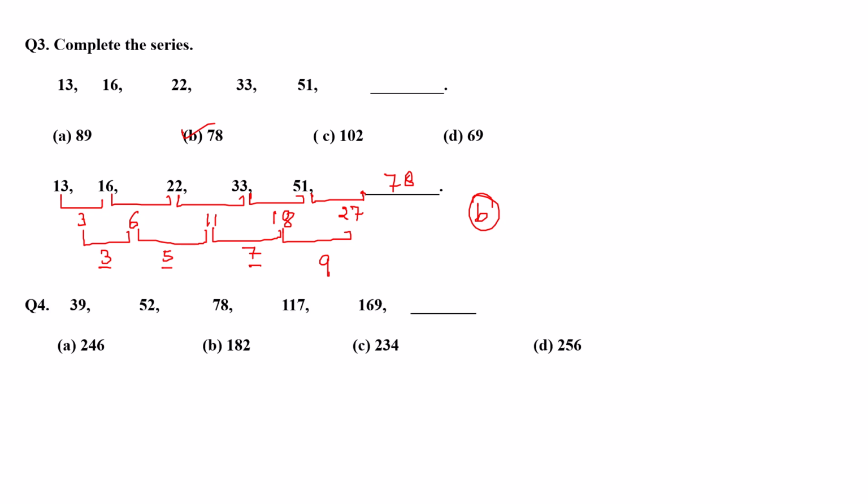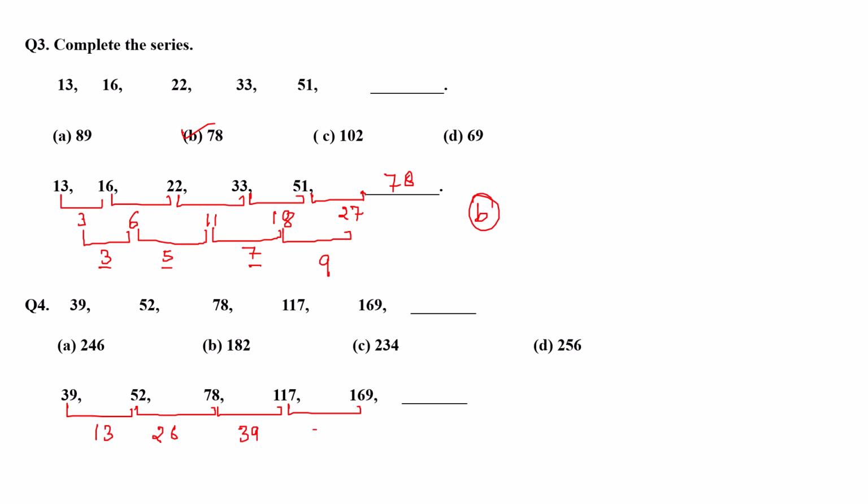Now moving to the next question. So again, this is a series based question. I have given more questions from series because it is easy to score marks, and many students I have seen like series completion type of questions. So let's find out the difference again over here. So 39 and 52, if I take the difference, I will get 13. 52 and 78, if I find the difference, I will get 26. 78 and 117, the difference is 39.